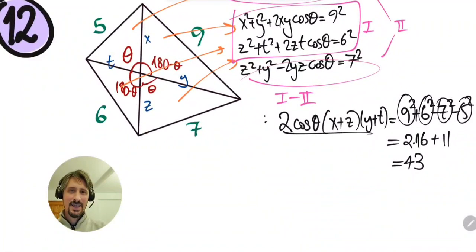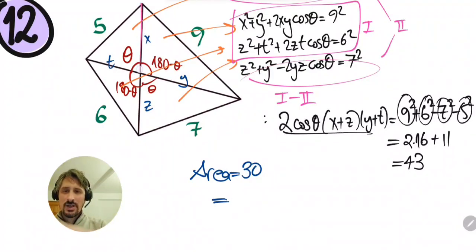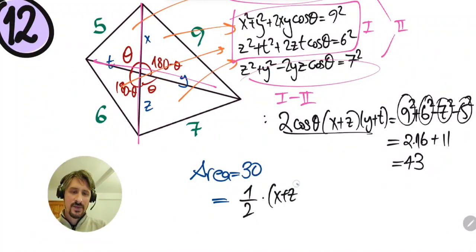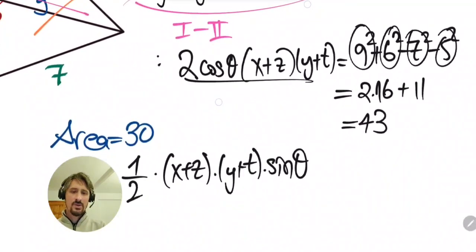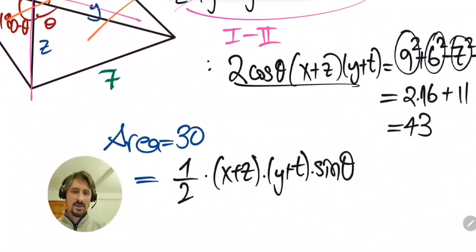The second observation is the area. So we know that on the one hand, the area equals 30. Okay, and then on the other hand, we can find the area using the diagonals and the angle between those two diagonals, which in fact is 1/2 times (x plus z) times (y plus t) times sine theta. Okay, hence we can use those two equations and then find sine theta over cosine theta.